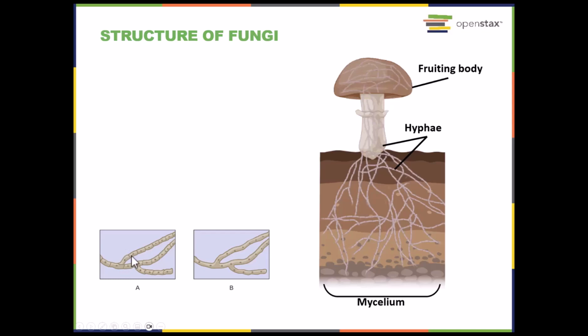The hyphae can have actual septae between the individual cells, or they might not. So this could all be one huge cell with lots of different nuclei in it, but they're not separated by a membrane. Here they are.